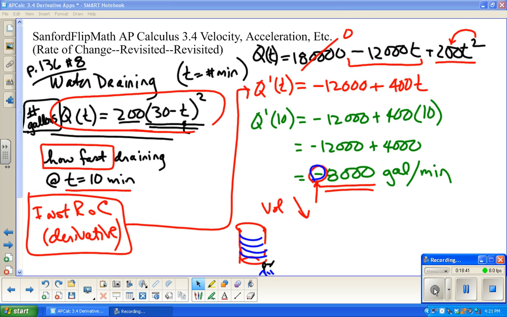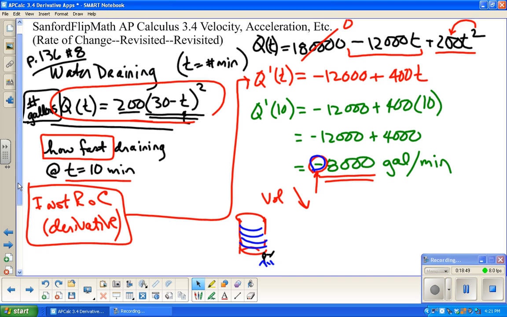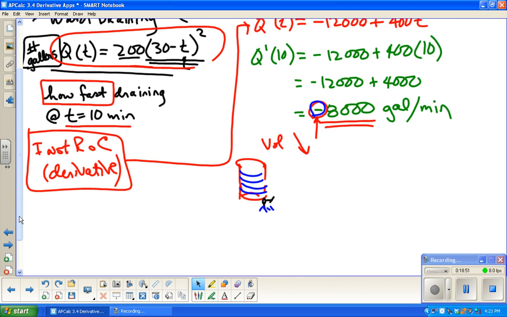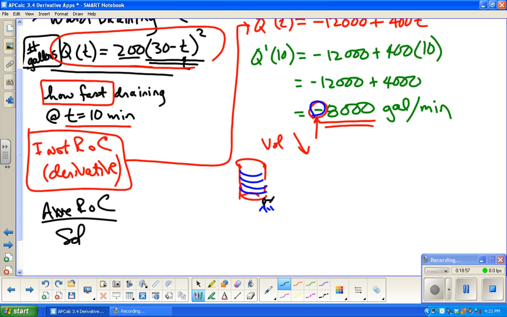Okay, one other little note here. This question does ask what's the average rate of change during the first 10 minutes. I'm not going to do that part of the problem here, but I do want to mention how it would happen. Remember that average rate of change is like old school slope.